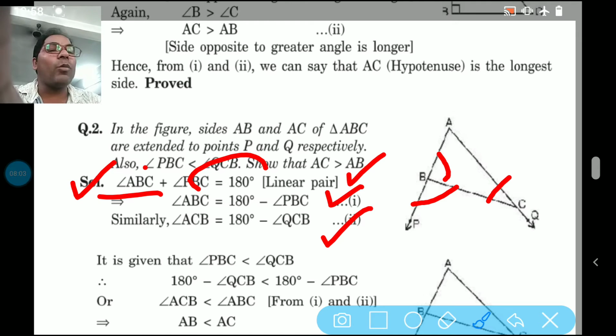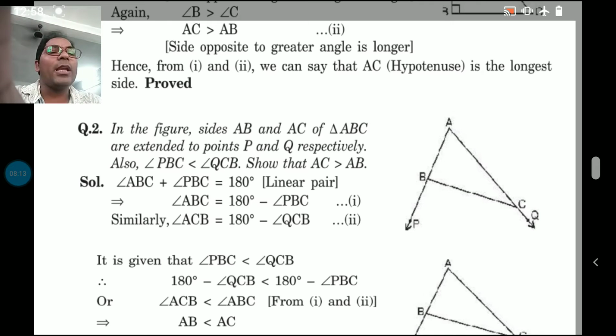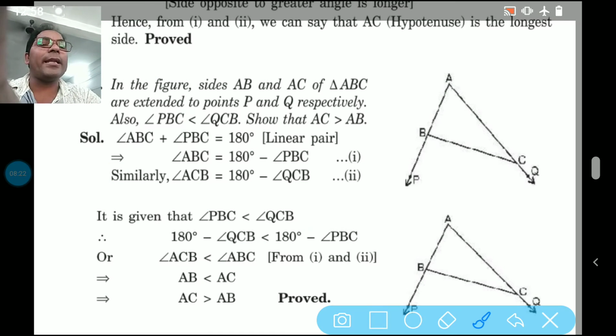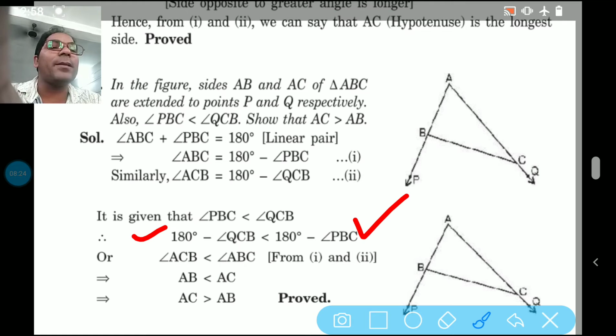Okay. And what is given? Here it is given that angle PBC is less than angle QCB. Okay. So in place of PBC, what can we write? Both sides we can subtract from 180 degrees. So in place of PBC you can write 180 minus PBC, 180 minus QCB. Then what will happen? You can see 180 minus QCB is less than 180 minus PBC.